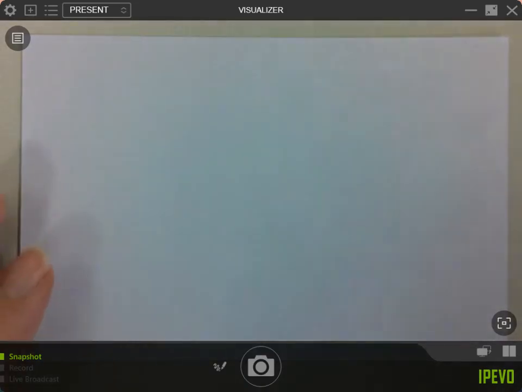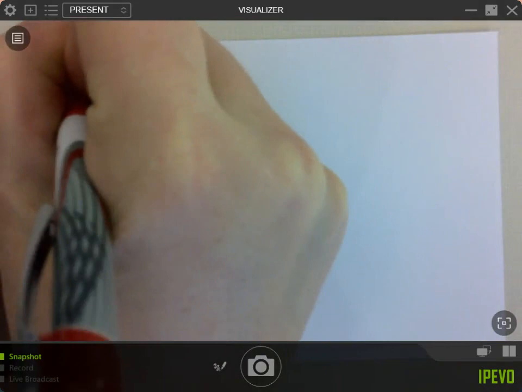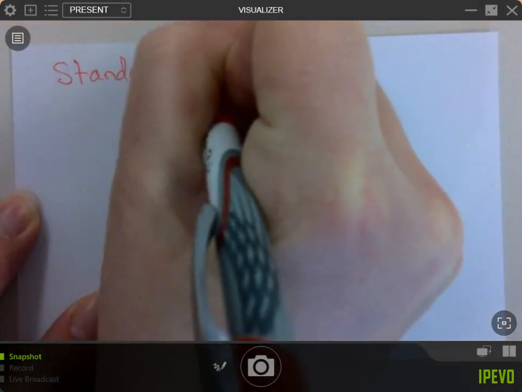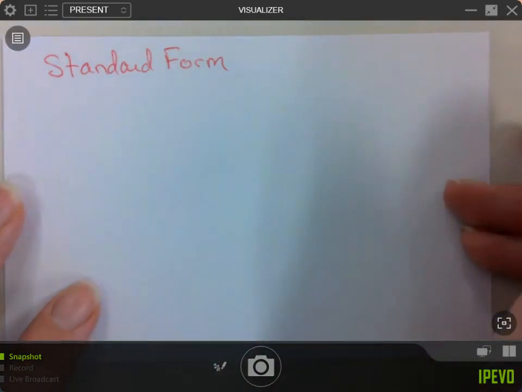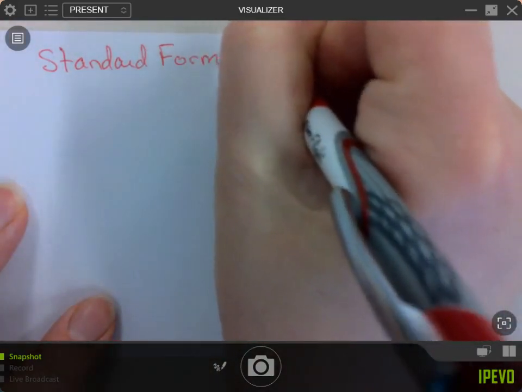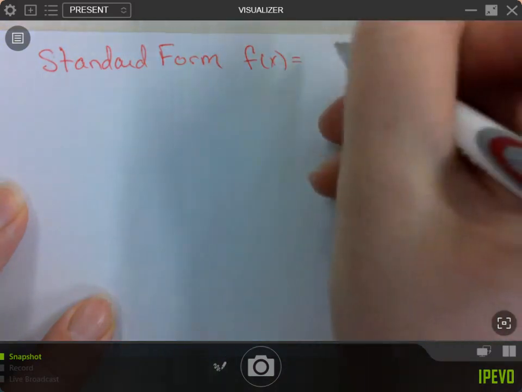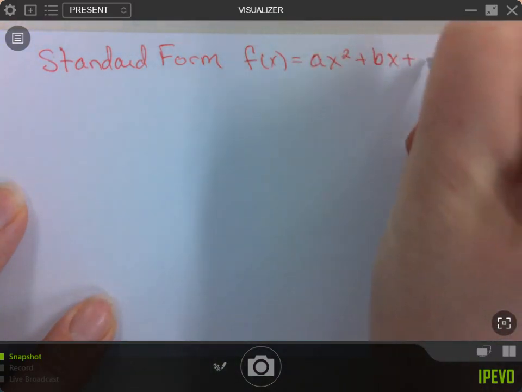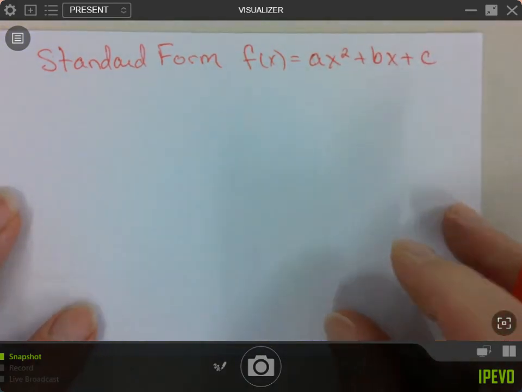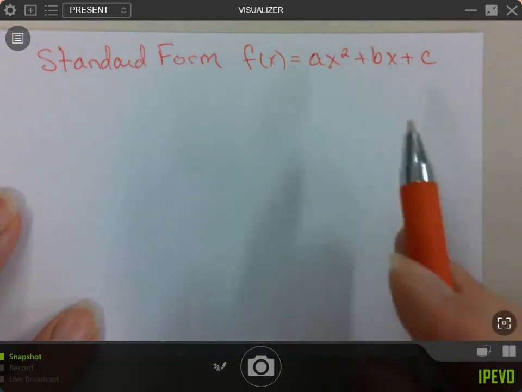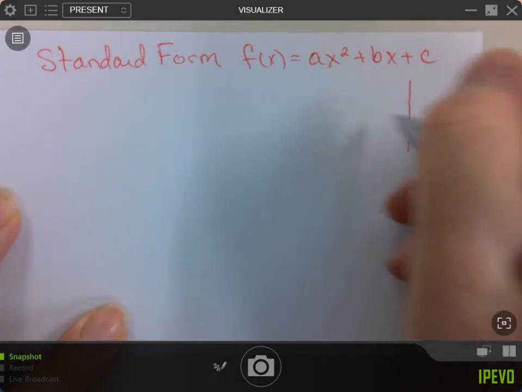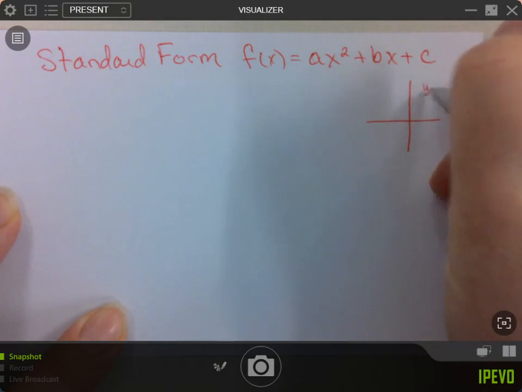All right, so we're reviewing standard form. And what is standard form? Anybody? Standard form? F of x, or y equals ax squared plus bx plus c. Okay, what's the shape of the graph called that this makes, that U-shaped curve? It makes a parabola.